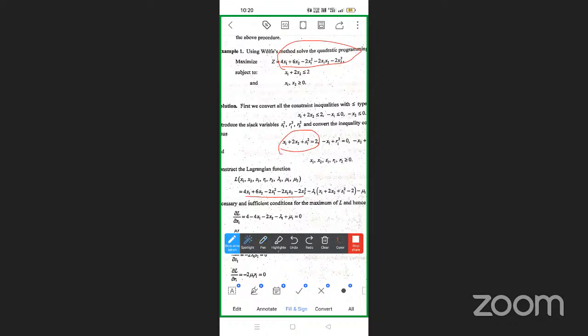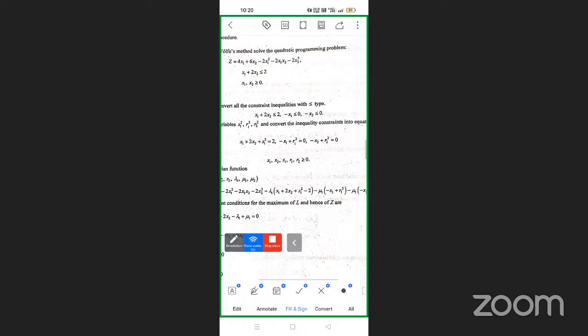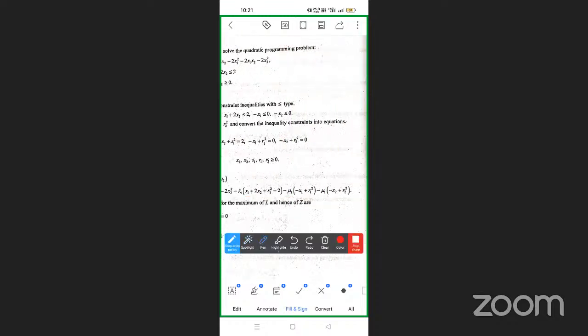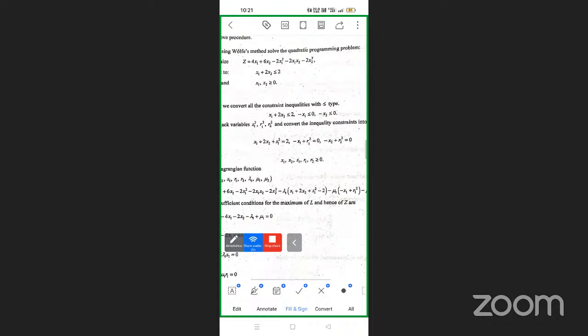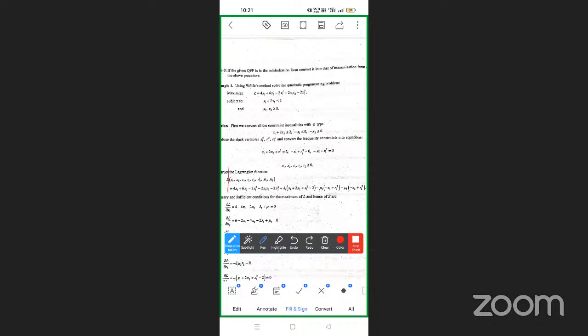Lambda 1 into x1 plus 2x2 plus s1 squared minus 2. So this is the second equation. Next, minus mu into the third equation: minus x1 plus r1 squared. Next, this is mu 2. Mu 2 into the fourth equation: minus x2 plus r2 squared. So this is the Lagrange's function. So L is equal to the total: the objective function and subject to constraints. So this is the Lagrangian function.